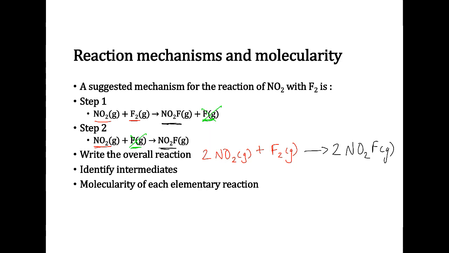So, if we look at this chemical reaction, let's double check that everything balances. We have 2 nitrogens on the left, 2 nitrogens on the right. 4 oxygens on the left, 4 oxygens on the right, 2 fluorines on the left, 2 fluorines on the right. So this is a good balanced chemical reaction. Whenever we look at this, the intermediate would be F.